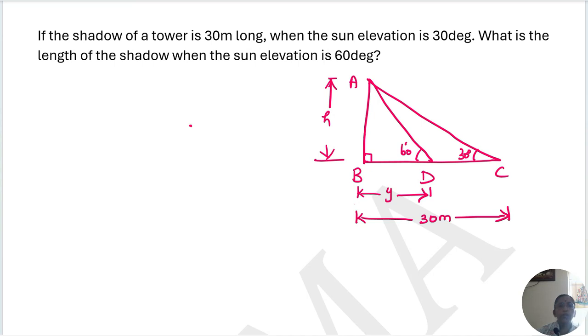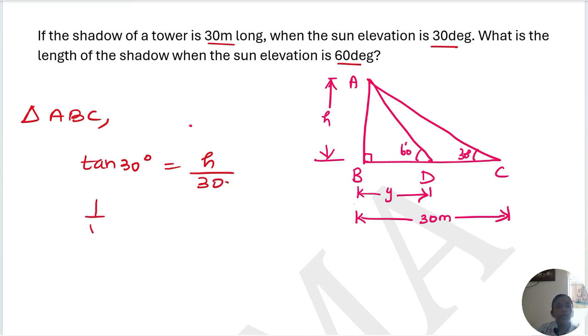If the shadow of the tower is 30 meters long when the elevation is 30 degrees, what is the length of the shadow when the sun elevation is 60 degrees? So let us consider AB is the height of the tower. AB is equal to H, and we consider BD is equal to Y in this problem. We have two triangles ABD and ABC, and you can consider the ABC triangle first. In triangle ABC, tan 30 degrees, opposite H, adjacent is 30. So 1 by root 3 is equal to H divided by 30.